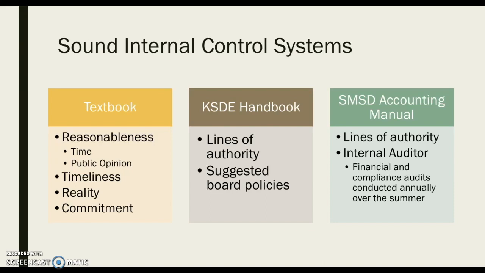Shawnee Mission School District does have an accounting manual that is available. They have lines of authority where the principal is a designated administrator. At the elementary levels, the secretary is designated the bookkeeper, and then after that, there are club sponsors. There also is an internal auditor for that control system as well. There are financial and compliance audits conducted annually.